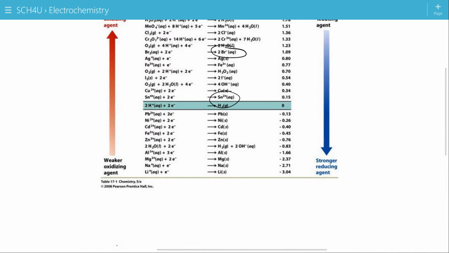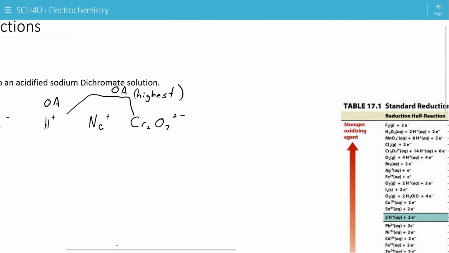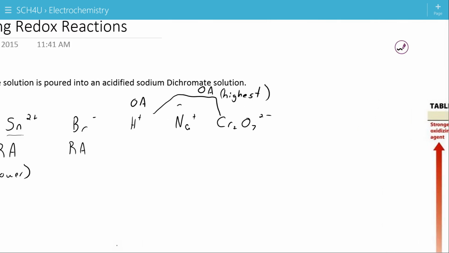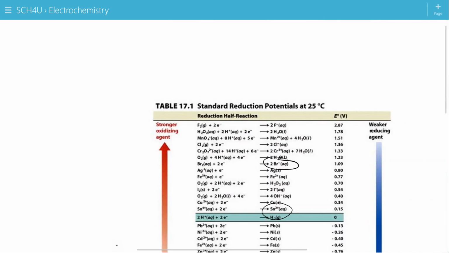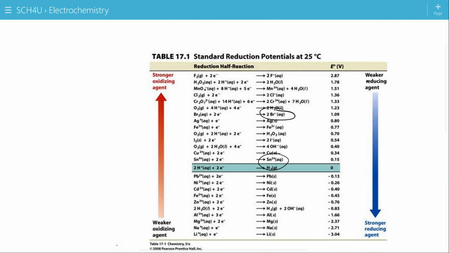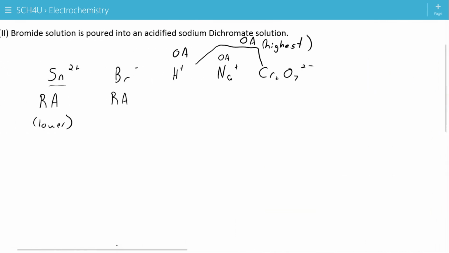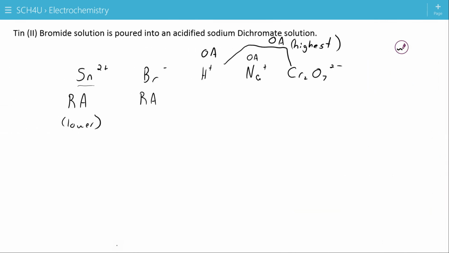Now sodium, all the way at the bottom, is an oxidizing agent. And I think that's going to be the only location of dichromate here, but I'm just going to take another quick look. Nope, that's it. So those are my things. Bromine could act as a reducing agent. Tin could act as a reducing agent. Hydrogen could act as an oxidizing agent on its own or with dichromate, and sodium can act as an oxidizing agent on its own.